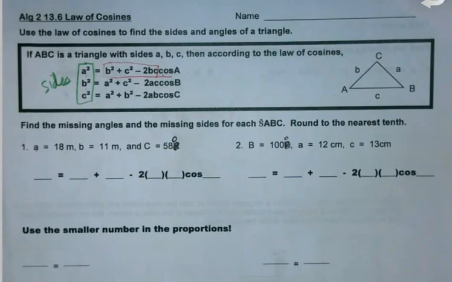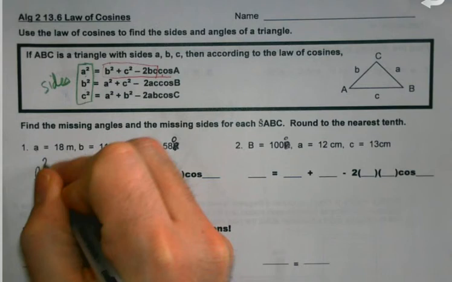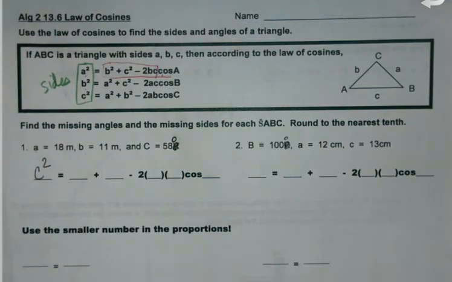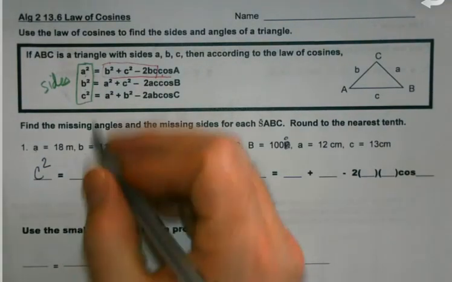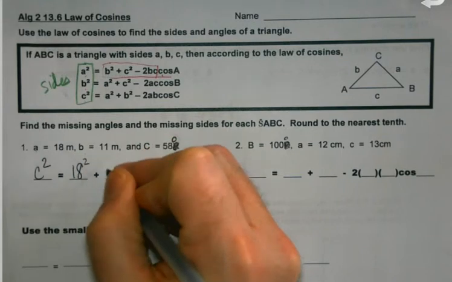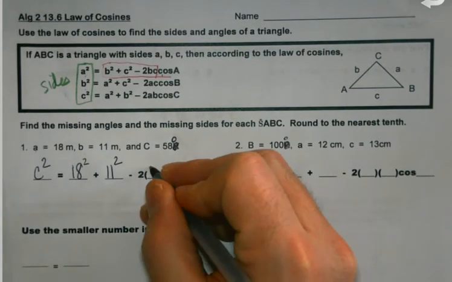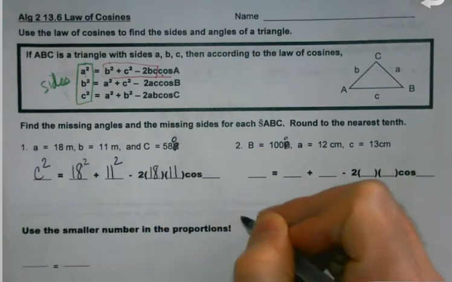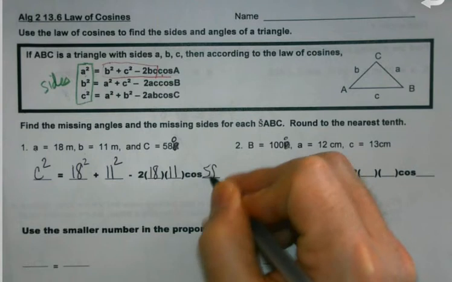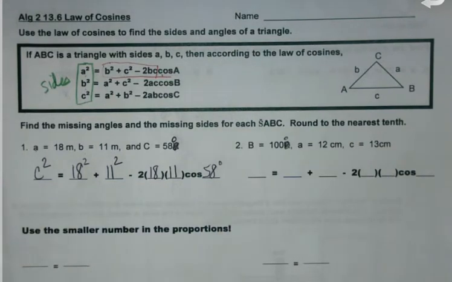So if I'm given two sides and an angle, it's going to be that third side that I'm initially looking for. So if they give me angle C, I'm going to go looking for C squared. So basically what it means is I'm going to square my two sides, and then it's minus 2 times the product of those two sides times the cosine of my angle.